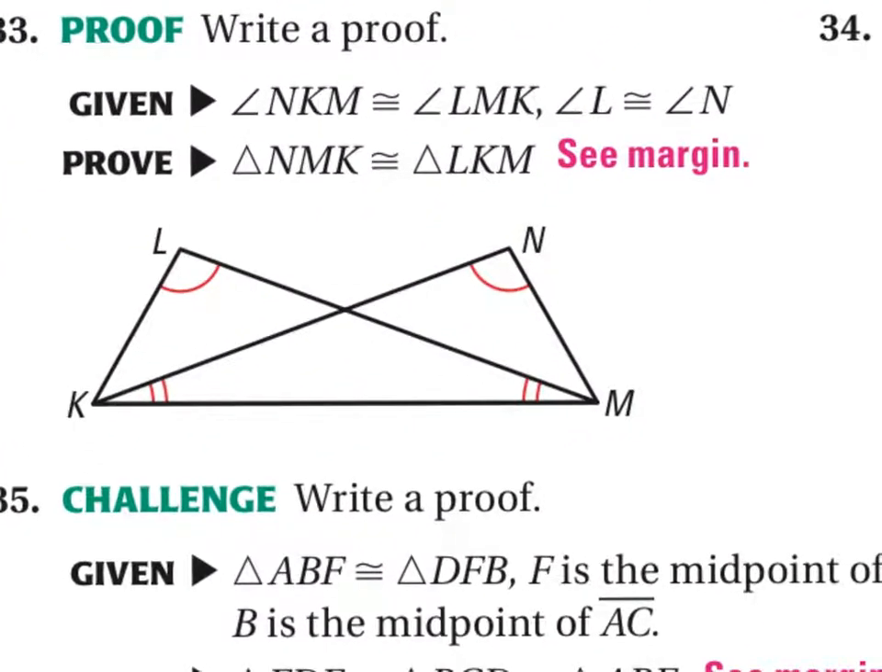Okay, this one says given NKM, which is here, is congruent to LMK, which is here, and L is congruent to N. I want to try to prove these congruent. Is there a piece of information that is part of that diagram that I haven't used? Can you say KM? So congruent KM. Yeah. So the given is 1. KM is congruent to KM, and that's reflexive.